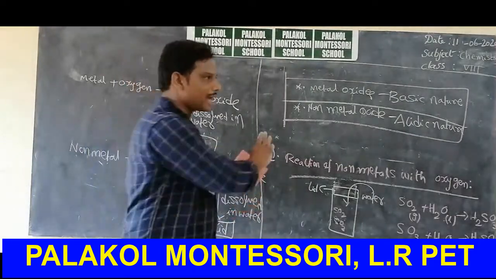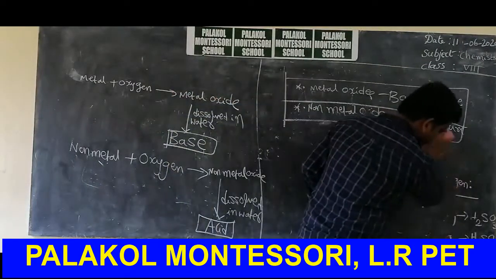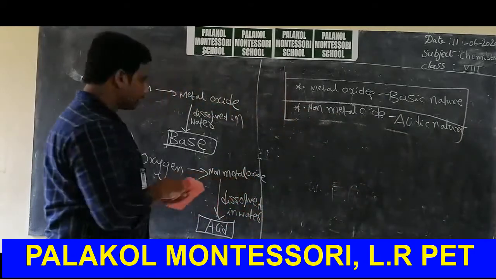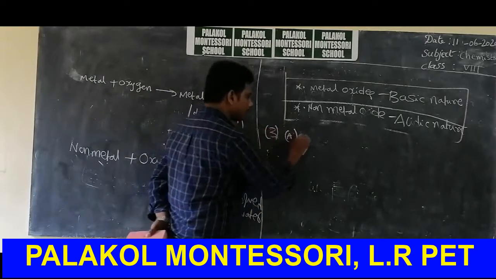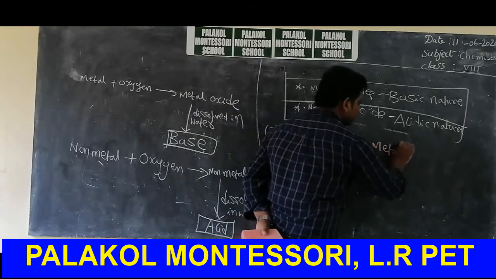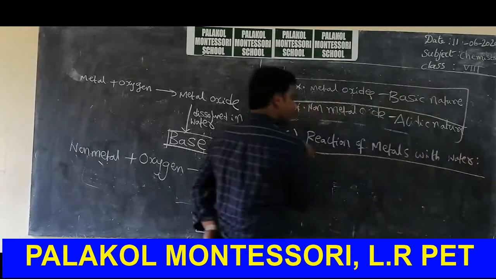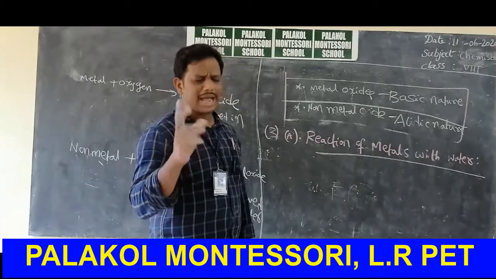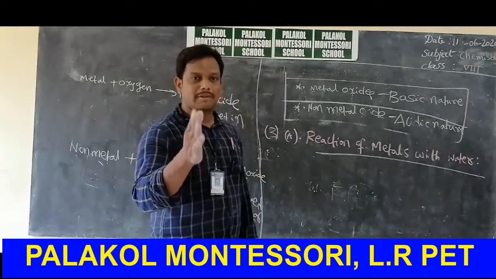Now we go for the third chemical property, that is reaction of metals with water, reaction of non-metals with water. Third A. Reaction of metals with water. So here we already discussed in the first chemical property, reaction of acids with metals. There is a reaction between acids and metals. There is no reaction between acids and non-metals.